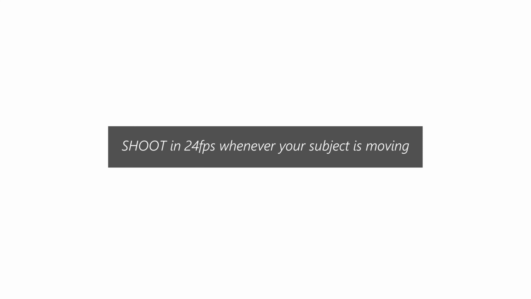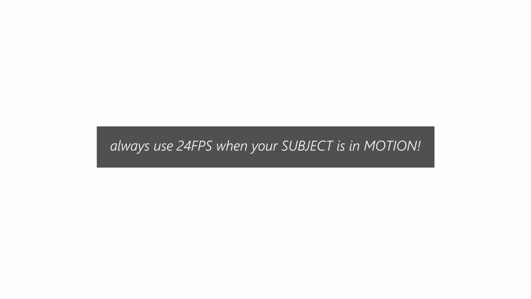So in my opinion, I think everyone should shoot in 24 frames per second whenever you're shooting a subject that is moving, so you get that natural motion blur. That's extremely important because you don't want that footage to look smooth, because then it's going to look unnatural and it's not going to look real. So always use 24 frames per second when your subject is in motion. Just keep that in mind.